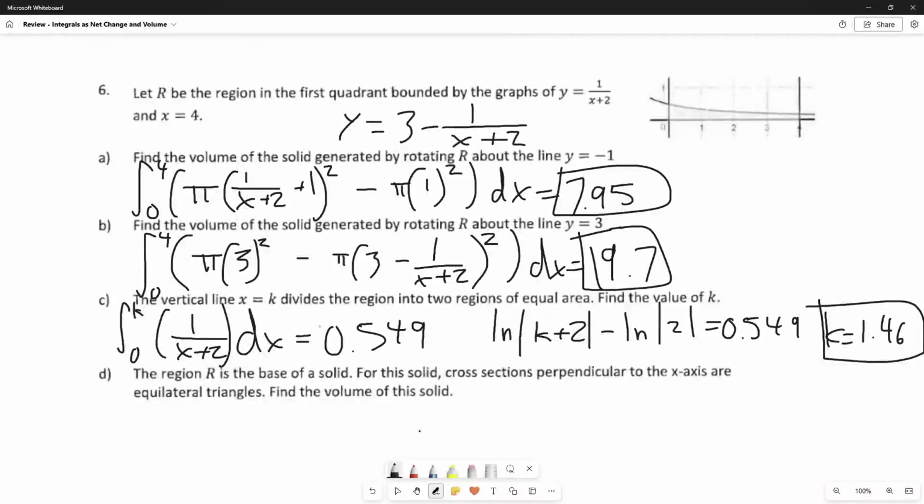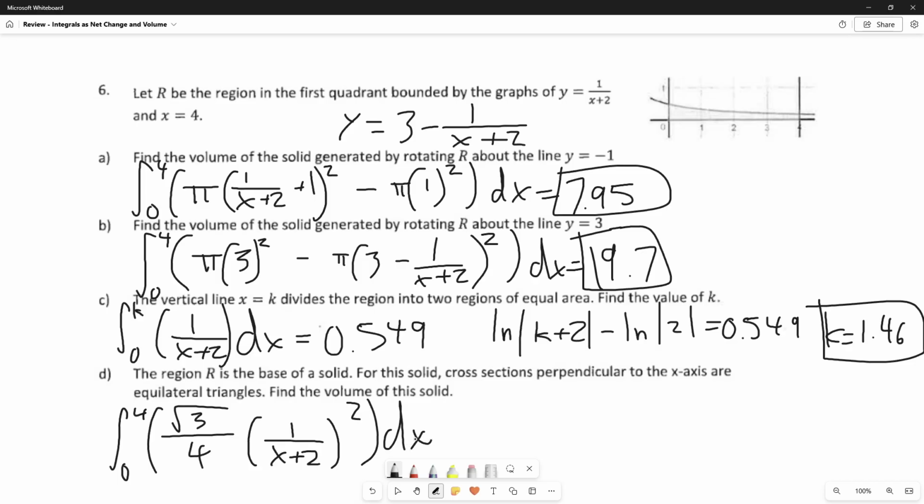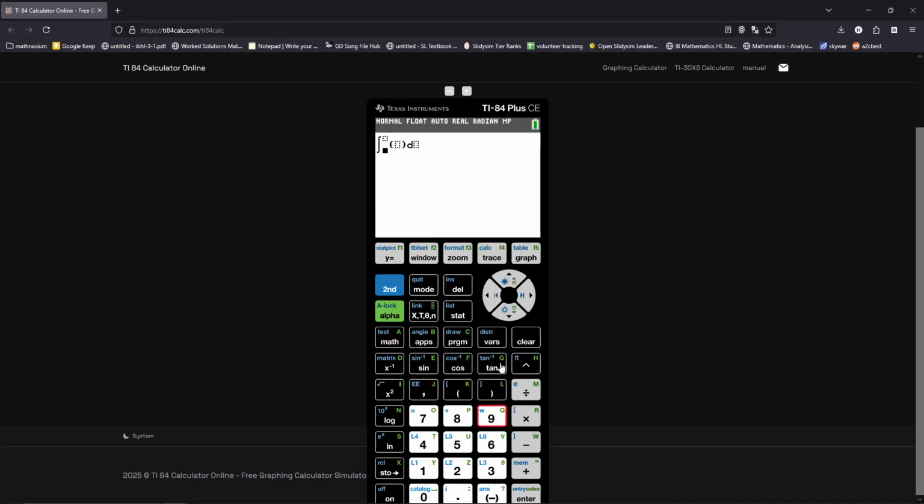Part D is: the region R is the base of a solid. For this solid, cross-sections perpendicular to the x-axis are equilateral triangles. Find the volume of this solid. So instead of summing heights, we're summing triangles, and it's still going to be a definite integral from 0 to 4, but instead of just 1 over x plus 2, it's going to be the formula for an equilateral triangle, with one of the sides being 1 over x plus 2. So the formula is square root of 3 over 4 times (1 over x plus 2) squared, dx. Let's put this into the calculator.